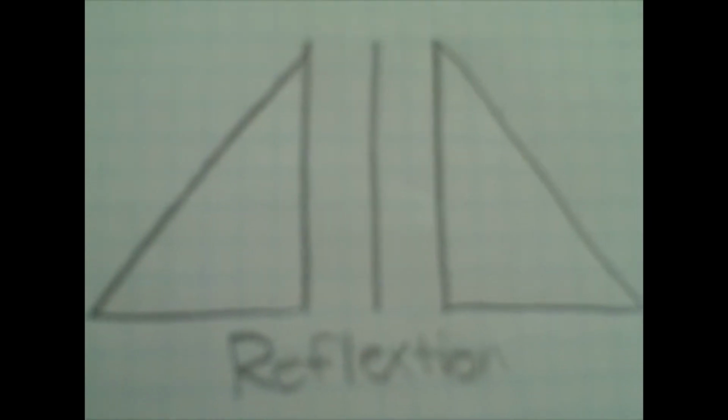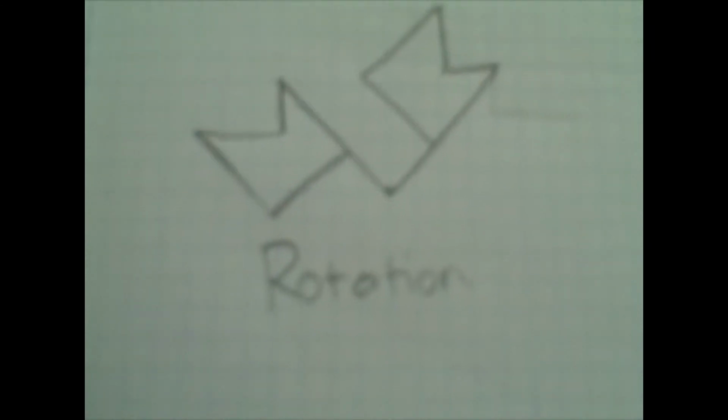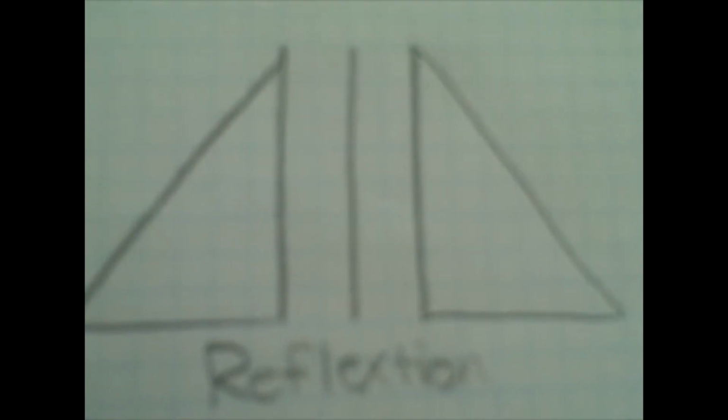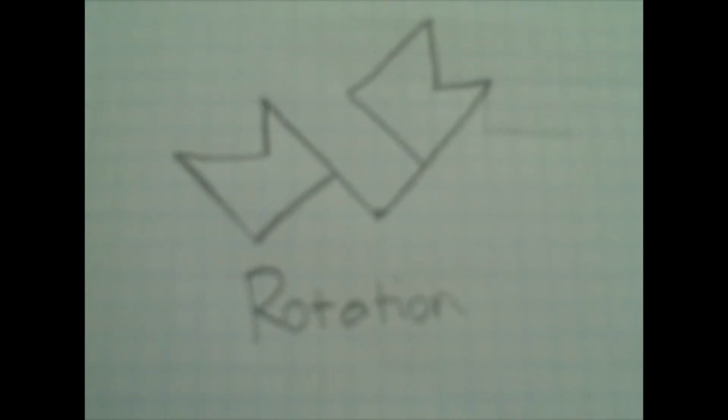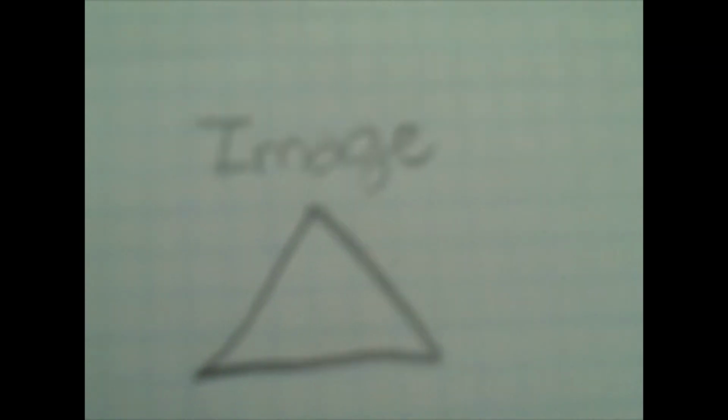A transformation is an operation that moves or changes a geometric figure in some way to produce a new figure. The new figure is called the image. A translation moves every point the same distance in the same direction. A reflection uses a line of reflection to create a mirror image of the original figure. A rotation turns a figure around a fixed point called the center of rotation.